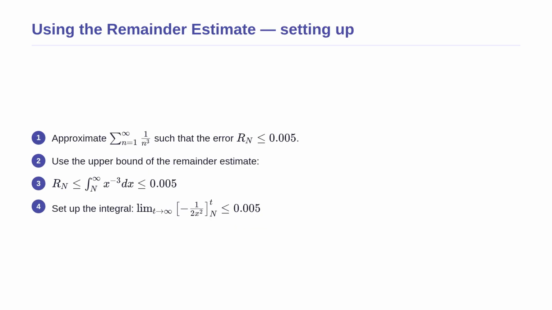Now that we have our error formula, let us look at a highly practical problem. Suppose we are calculating the sum of the series 1 over n cubed. We want to know how many terms n we must add together to guarantee that our error is less than or equal to 0.005. Our strategy is to use the upper bound of the remainder estimate. We know the error is always less than or equal to the integral of x to the negative 3 from n to infinity. If we force that integral to be less than or equal to 0.005, we guarantee our error is also within that limit.